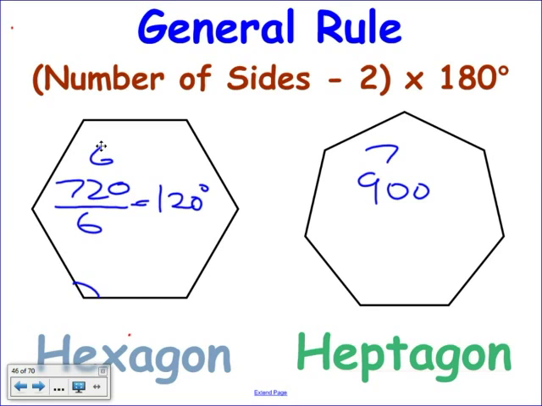So now we've got a way: somebody says, oh, I've got a 10-sided shape. And it doesn't have to be a regular shape. If I said to you, I'm going to draw a 9-sided shape, 1, 2, 3, 4, 5, 6, 7, 8, 9, the interior angles add up to 9 minus 2 is 7, 7 times 180, whatever it is. Does that make sense?